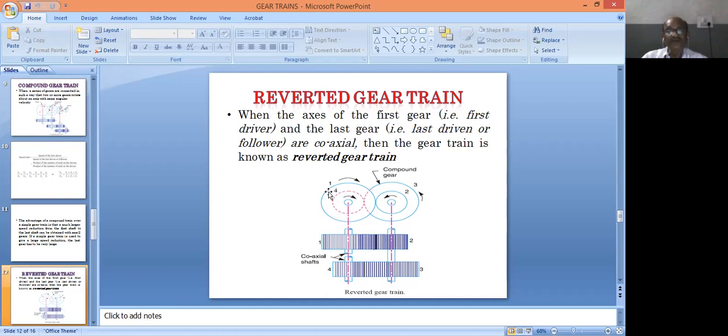Just notice that gear 1, the first driver, and gear 4, the last follower, are mounted on two different shafts, but the two shafts are coaxial. Such a type of gear train is called a reverted gear train. So the definition is: when the axes of the first gear and the last gear, that is, the first driver and the last driven gear, are coaxial, then the gear train is known as a reverted gear train.